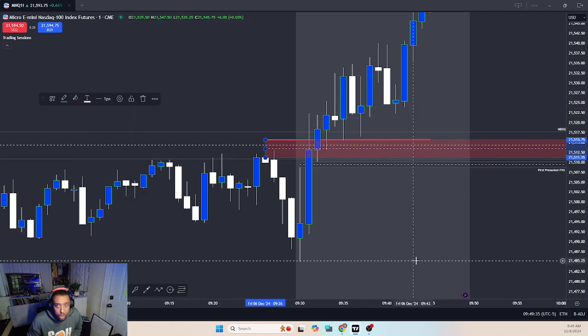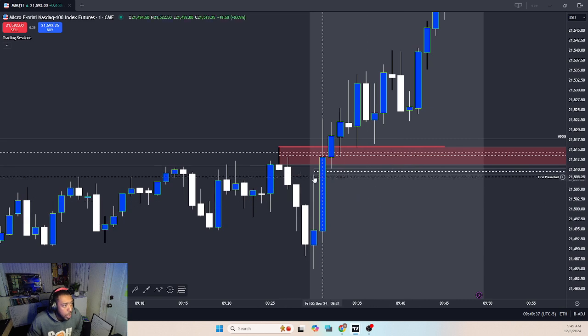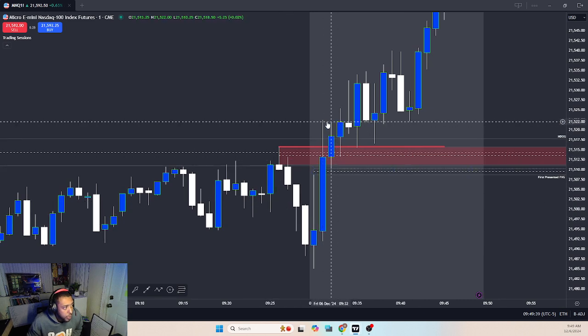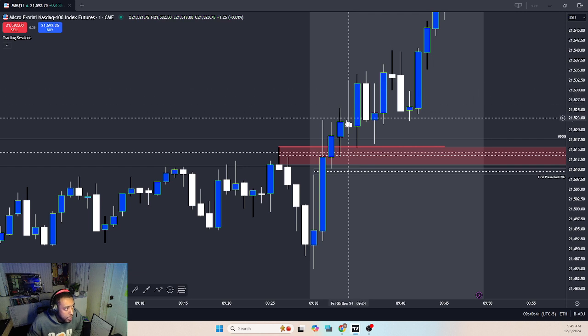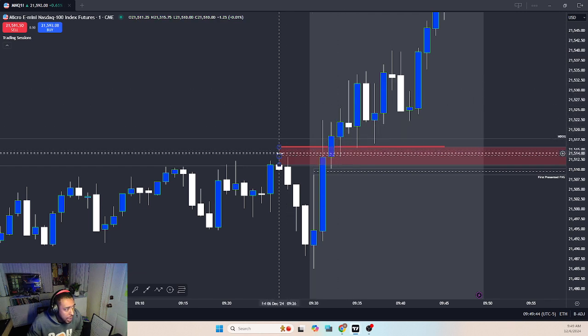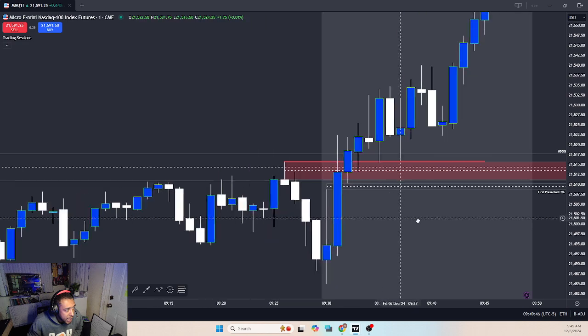I'm gonna make it red so you can see what I'm talking about. So you see how it closed above. Now, look what I'm looking for. I'm looking for one of these candles to come into this zone, just like it did here, right?